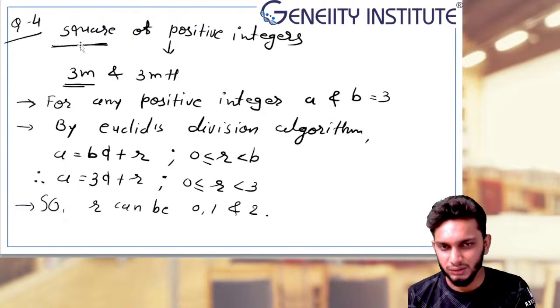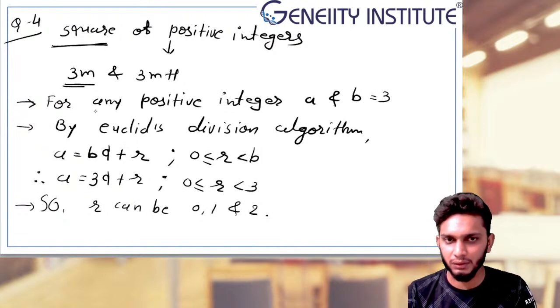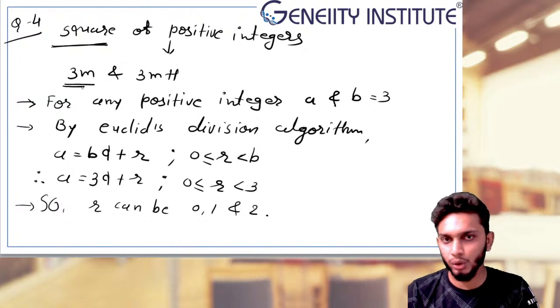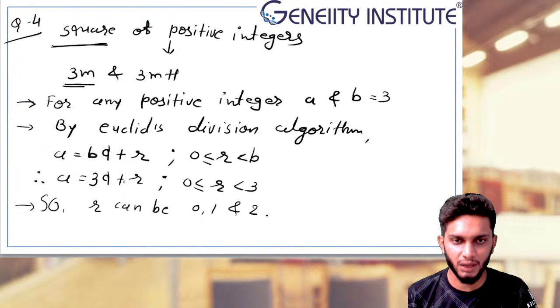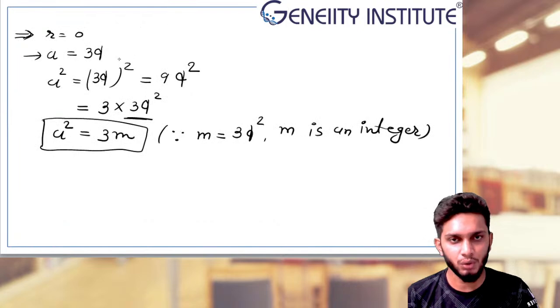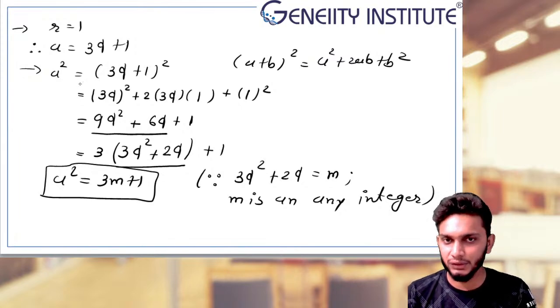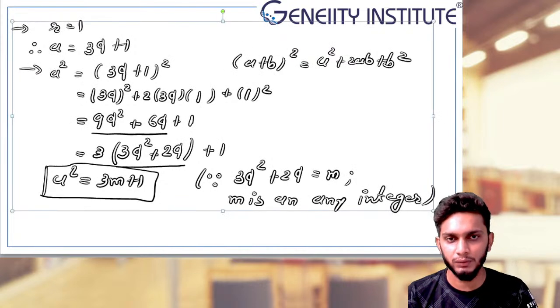Same method: take a equal to bq plus r, b equal to 3, because the square of 3 must contain 3. So 3q plus r, but you know that the remainder must be 0, 1 and 2. So first of all take 0, so you get the number a equal to 3q, then square it and find 3m. Then take r equal to 1, so you get the number a equal to 3q plus 1. Then find the square of that number, so you get 3m plus 1.